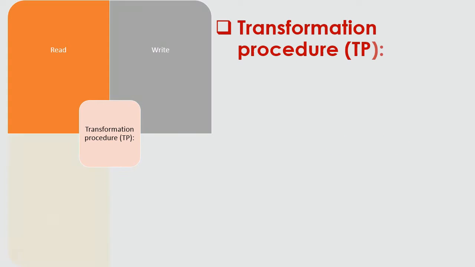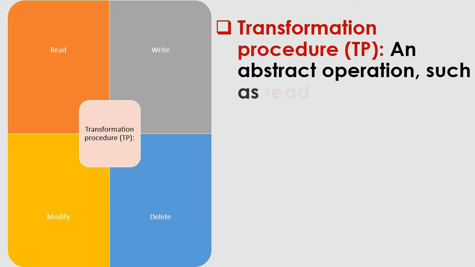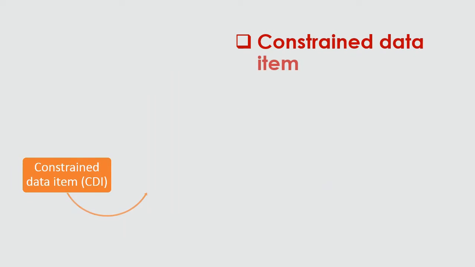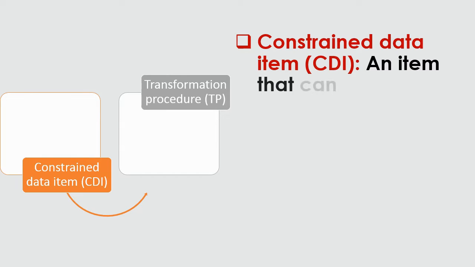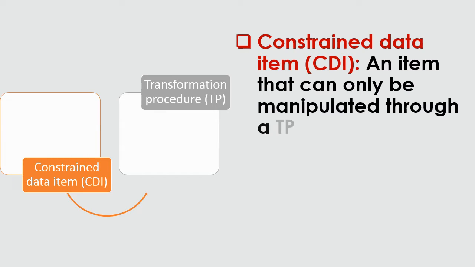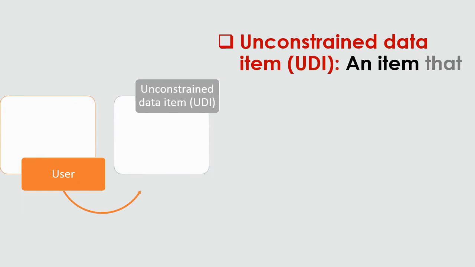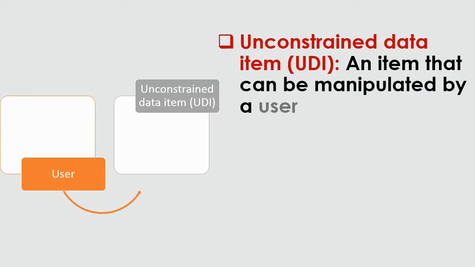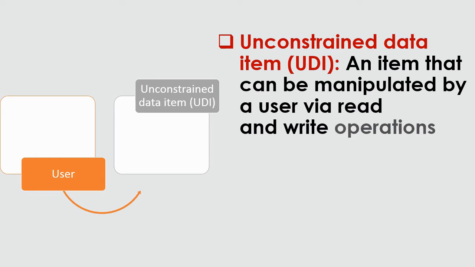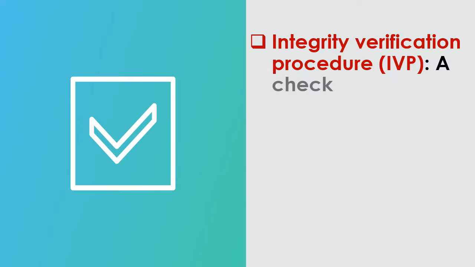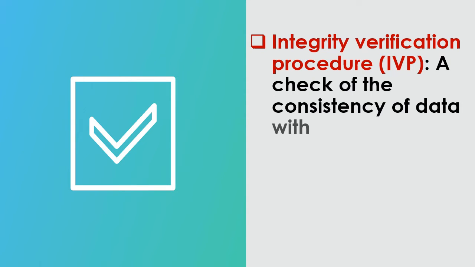Transformation procedure, TP, an abstract operation, such as read, write, and modify, implemented through programming. Constrained data item, CDI, an item that can only be manipulated through a TP. Unconstrained data item, UDI, an item that can be manipulated by a user via read and write operations. Integrity verification procedure, IVP, a check of the consistency of data with the real world.